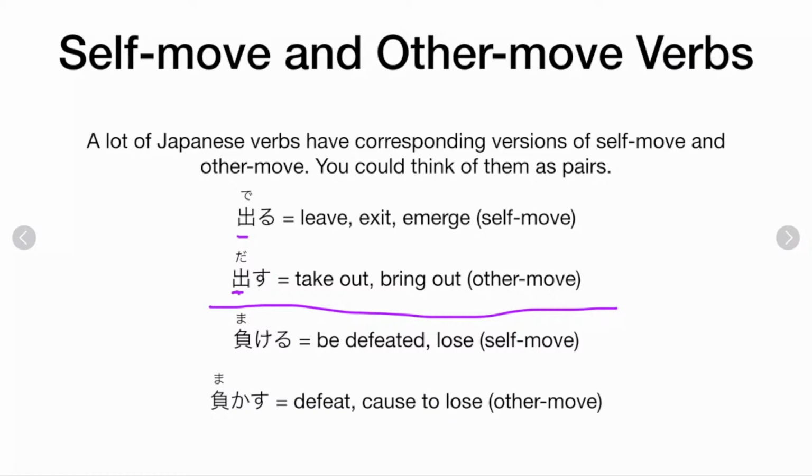Here's another example. There is makeru, which is to lose, right? That's self-move. So when you lose, makeru. But when you defeat someone, you make them lose, then it becomes makasu. And you see it's the same kanji, right? It's just the stuff afterwards that's different. This is how these verb pairs show up.